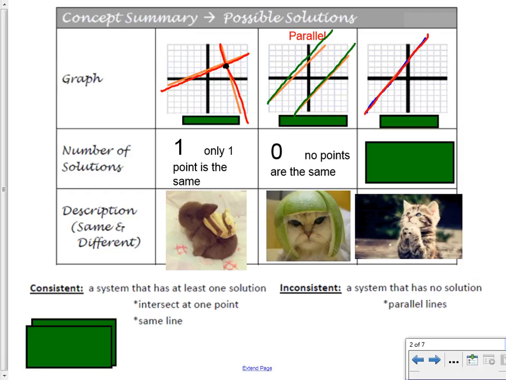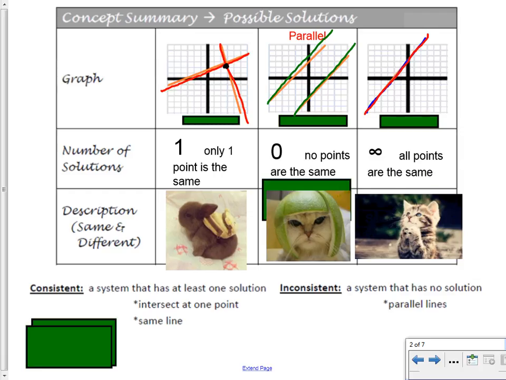Now, if you have two equations that are giving you the same line and you try to graph them, then technically every single point is going to be the same between the two of them. So there's an infinite amount of solutions. All of the points are the same on those two lines. So one solution when they intersect, no solutions when they're parallel, and all of them are solutions when it's the same exact line.